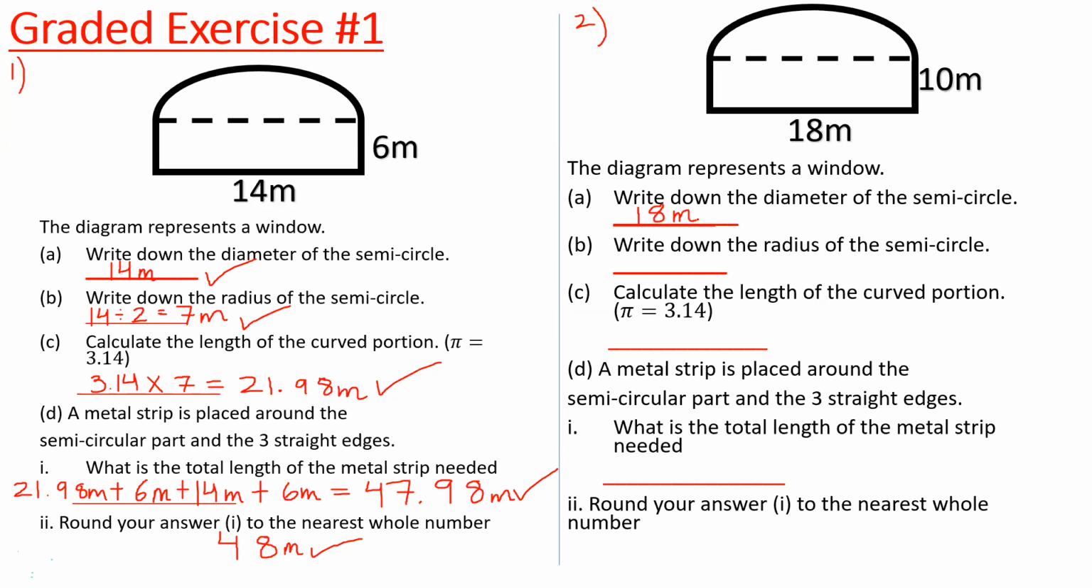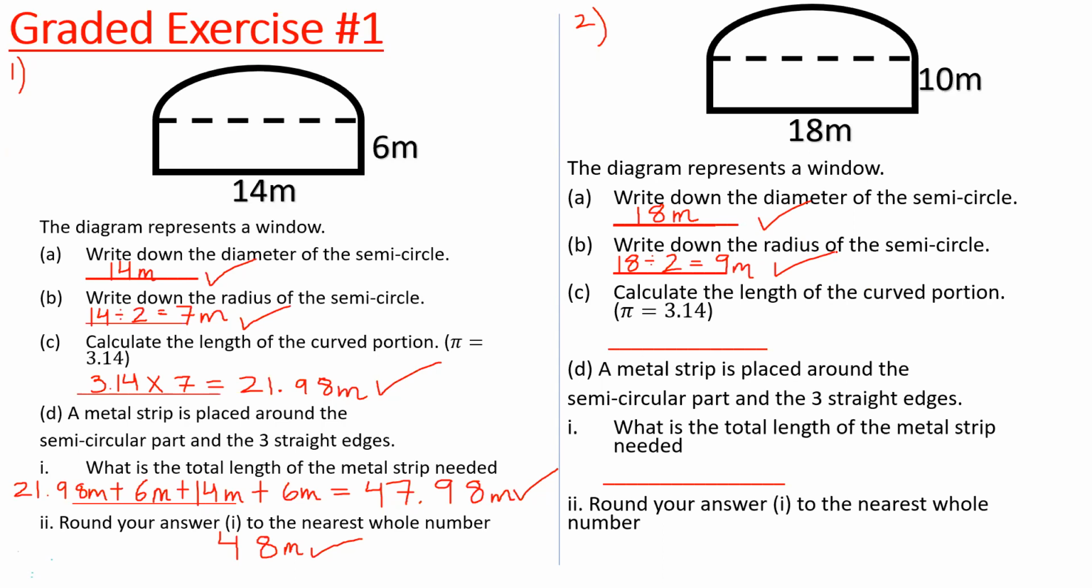What is the radius? 9. How do we get 9? 18 divided by 2. 18 divided by 2 is 9. So 9 meters. Some of us got 9 meters for that. I got it. Very good.